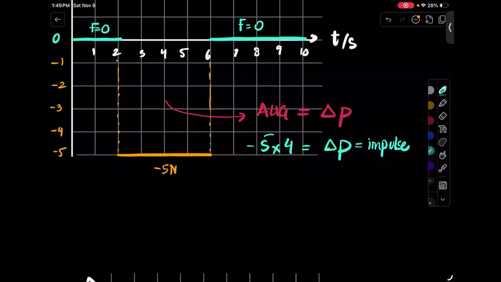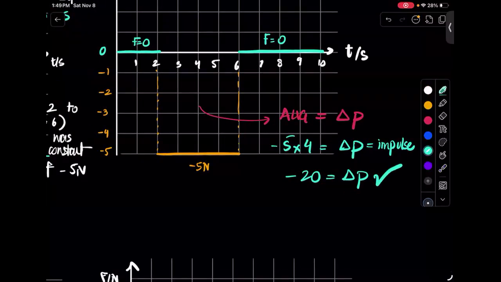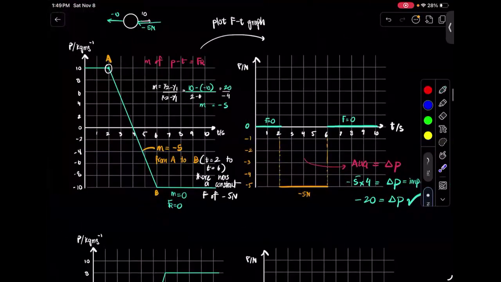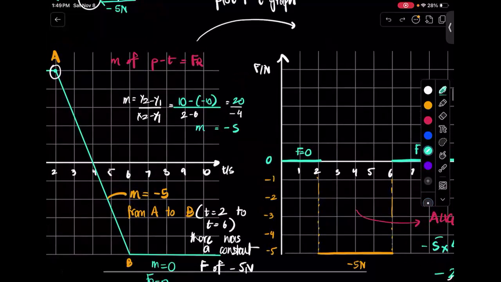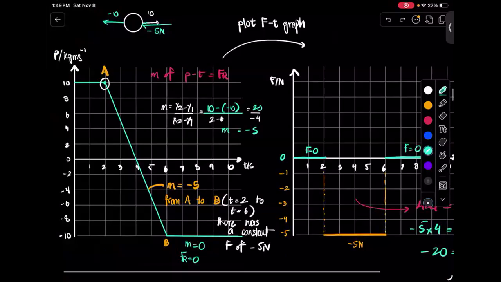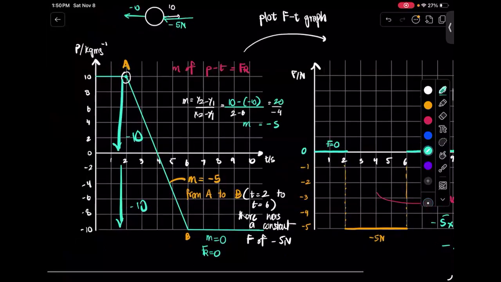-20 is equal to change in momentum. So we verified it. We didn't need to do this, but let's verify. Was the change in momentum -20? Yes, it was. Or you can think of it like this as well: you went from 10 to -10, and the change in momentum is -20. You have verified that.